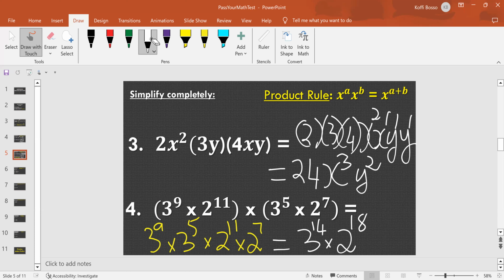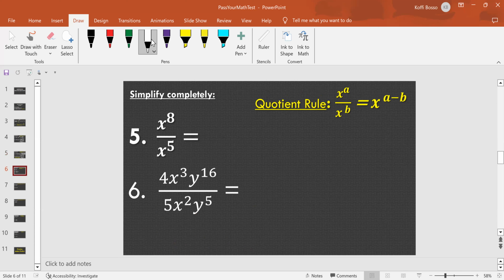Yes, we can go further, to compute 3 to the 14th power and multiply by 2 to the 18th power, using a calculator. But the purpose of this practice question is to know how we can apply the rule for the question. So let's see the next question, question number 5.